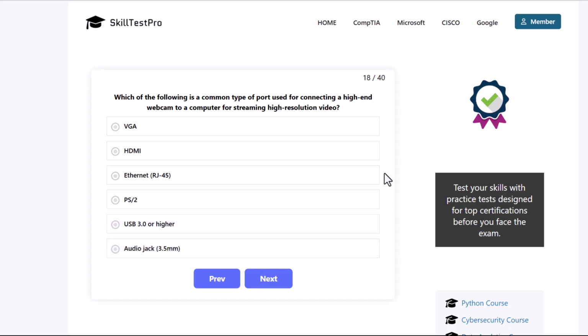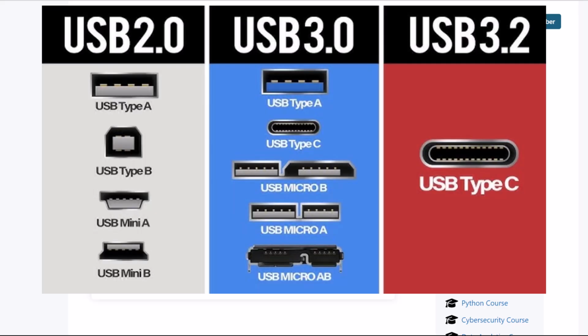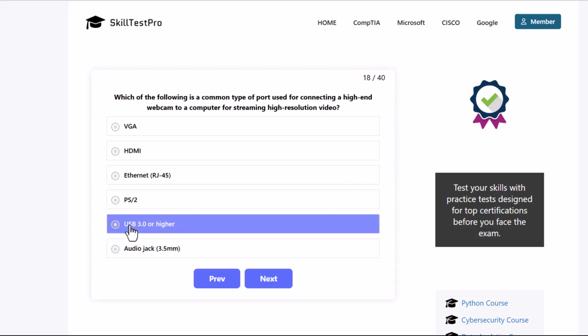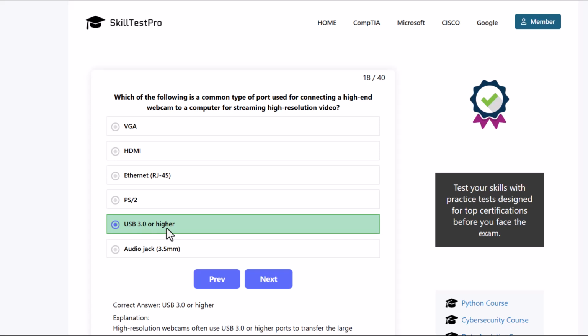And usually when it comes to external web cameras, which we would want to connect to our laptop or computer, you would think what connectors you have on your computer, even if that would be a laptop, and obviously you have a USB connector. So the correct answer here would be USB 3.0 or higher. 3.0, that's because it is a high-end web camera, as 2.0 wouldn't work in this scenario.